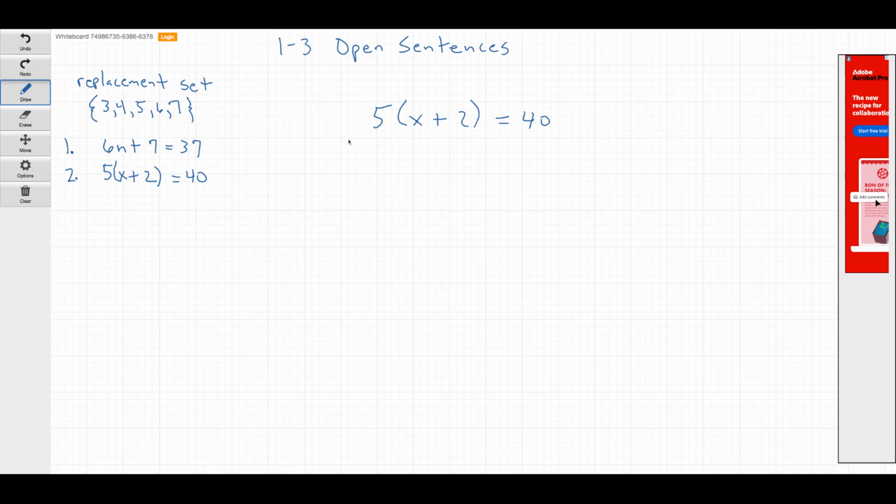So now let's just say we still use the same replacement set, 3, 4, 5, 6, 7. So I'll come here and go down the line to find out what x actually means from the replacement set in order for the equation to equal 40. So we have 5 times 3 plus 2 equals 40.